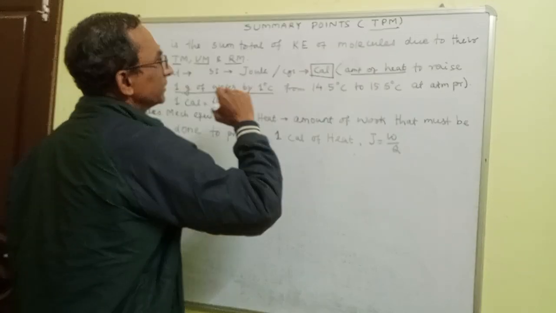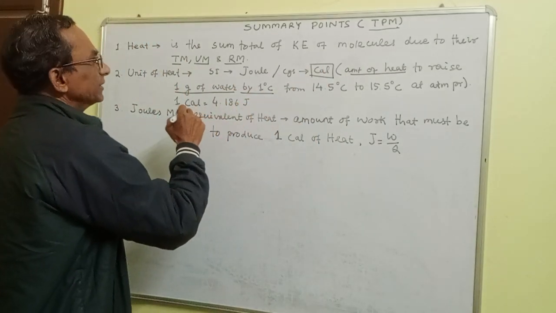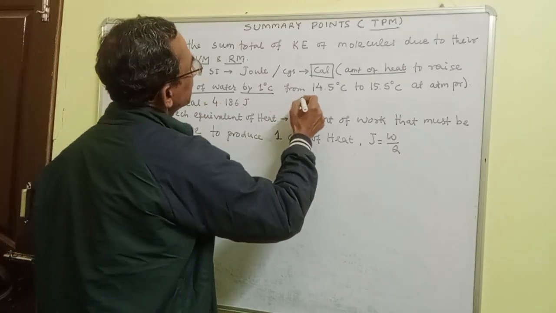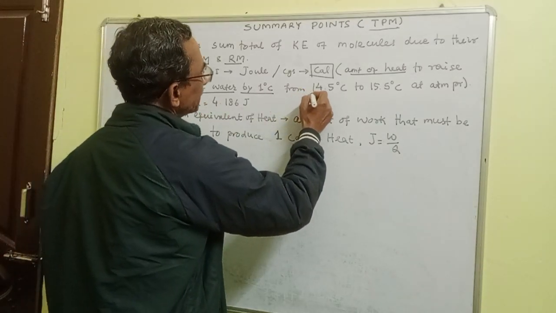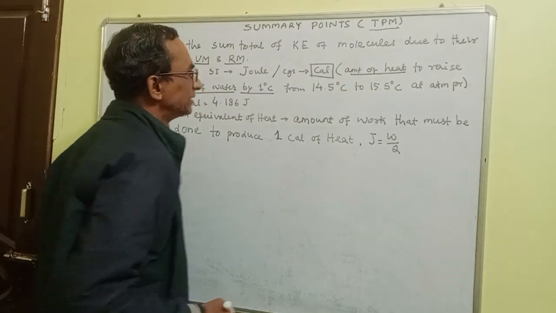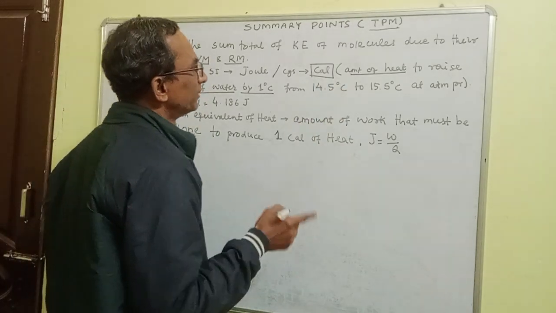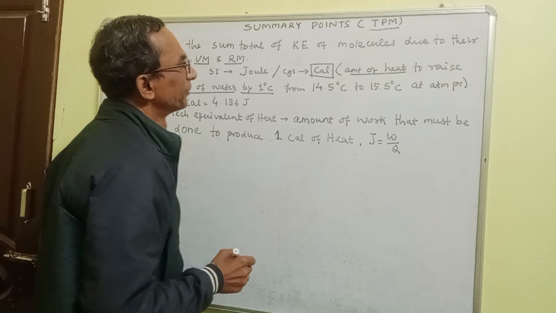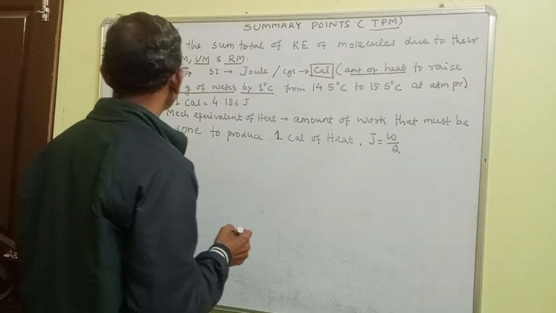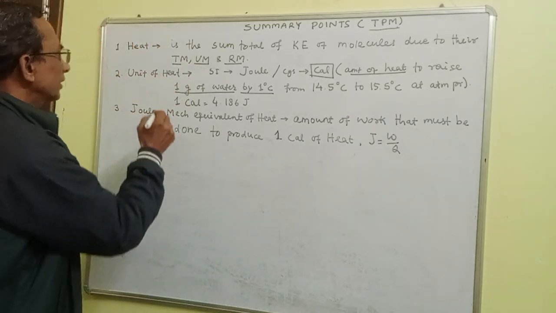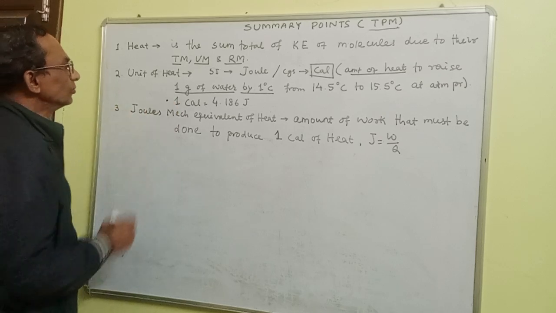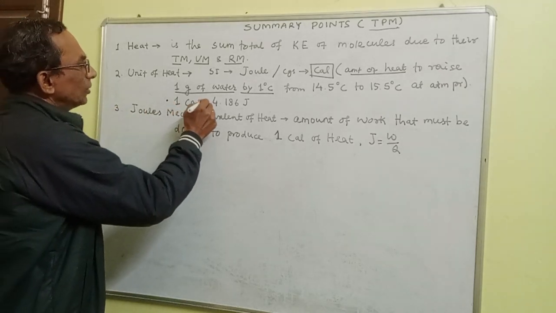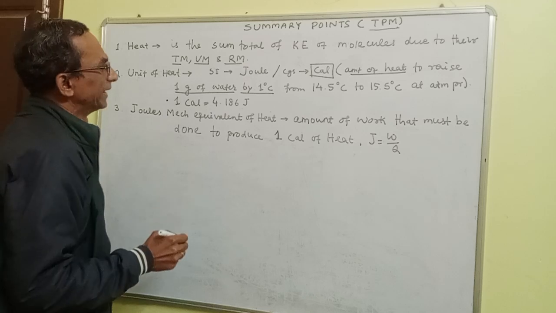that is 1 calorie. And at what temperature? 14.5 degree Celsius to 15.5 degree Celsius temperature बढ़ाएंगे at atmospheric pressure. Now, how will we convert from calorie to joule? 1 calorie is equal to 4.186 joule.